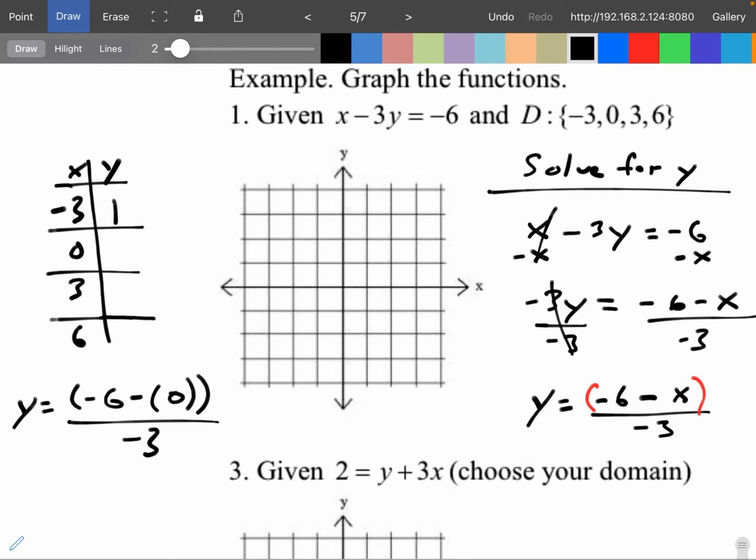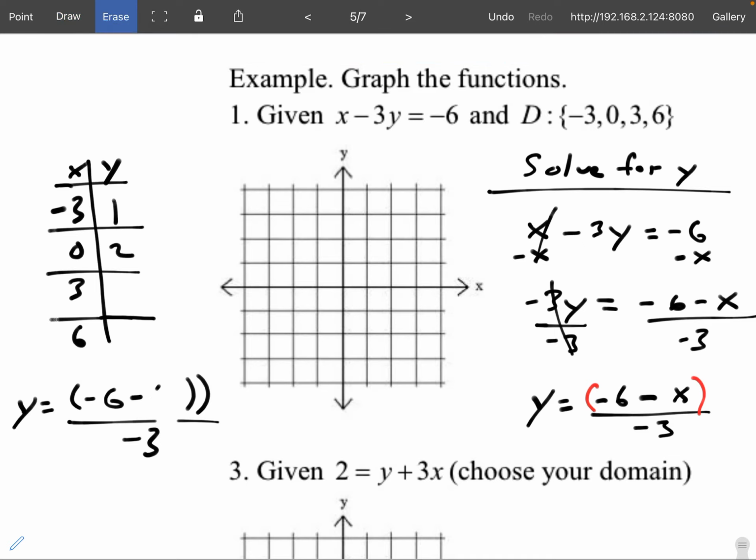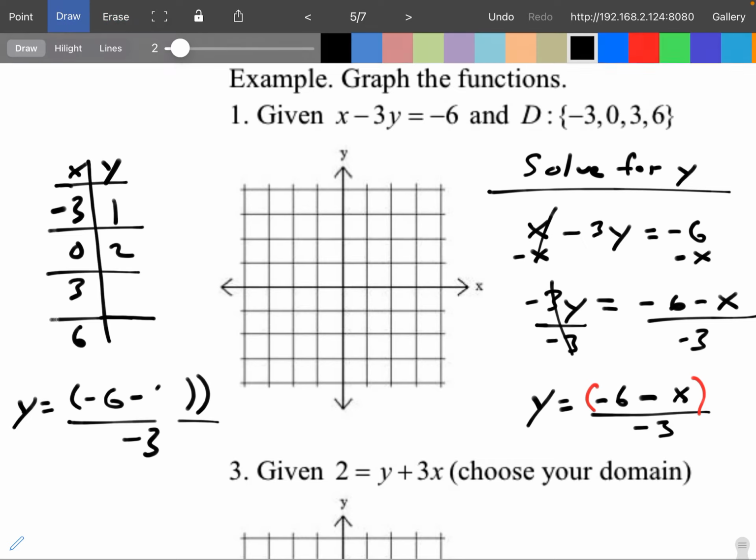All right, then I'm going to plug in 0. So right in here, we're going to put 0 instead. So put 0 in for the x. What's negative 6 minus 0? Negative 6. Divided by negative 3? 2. Yeah, that one's 2. Then we're going to put a 3 in for the x. So right in that spot right there, we're going to put the 3 in.